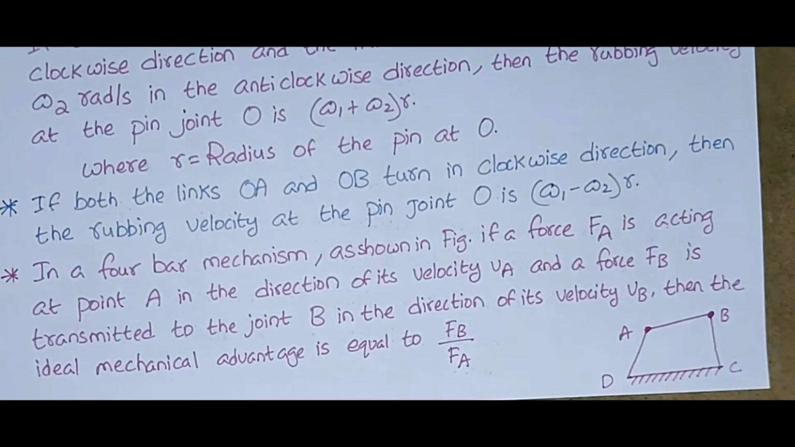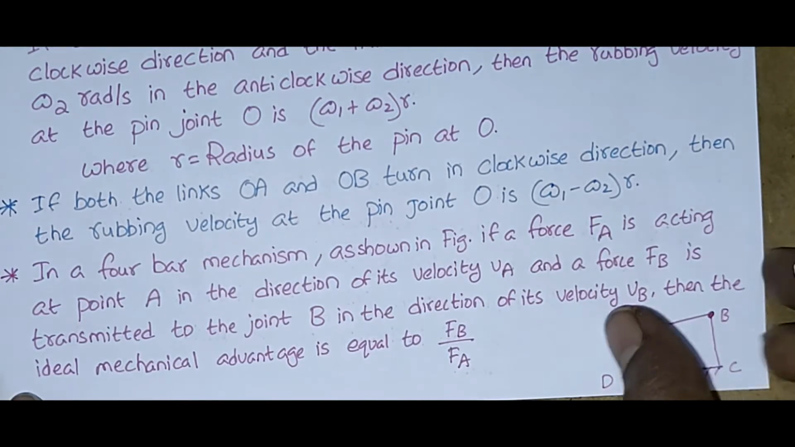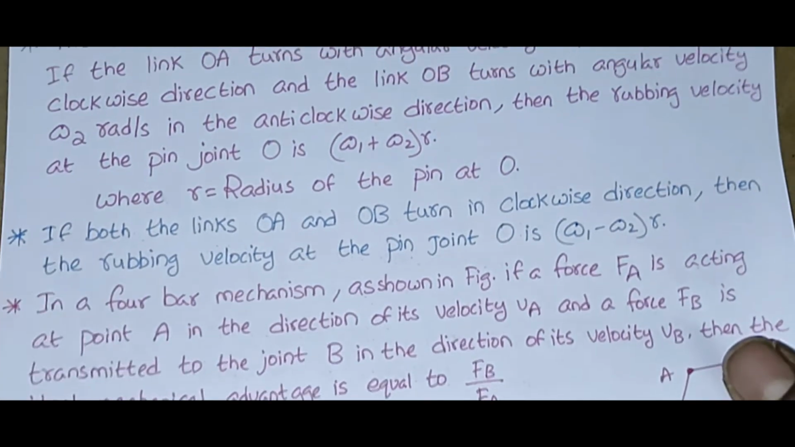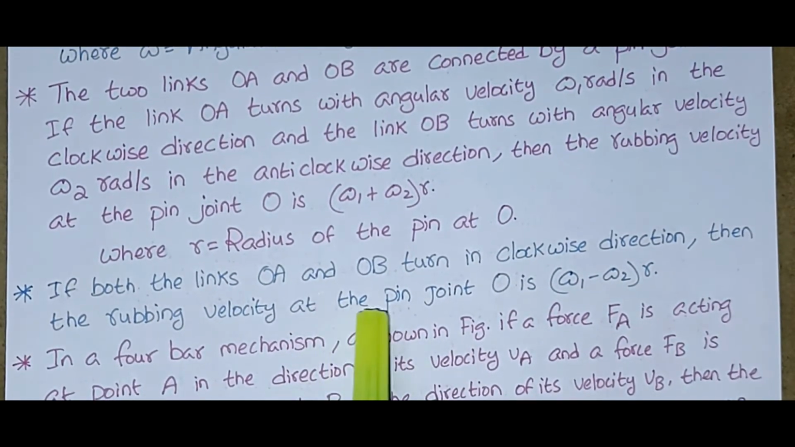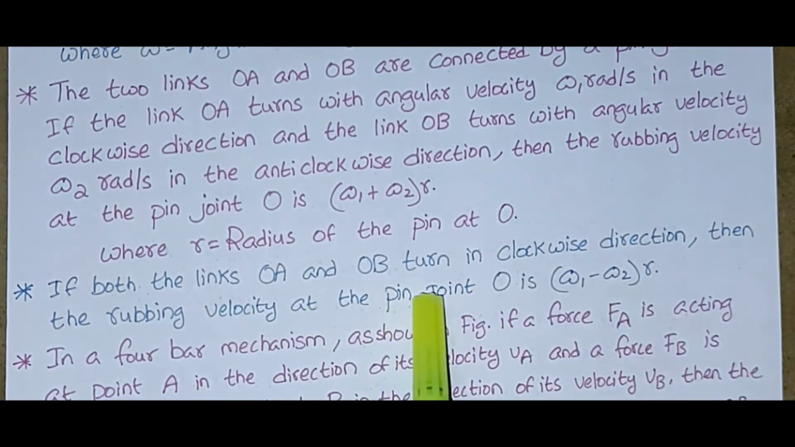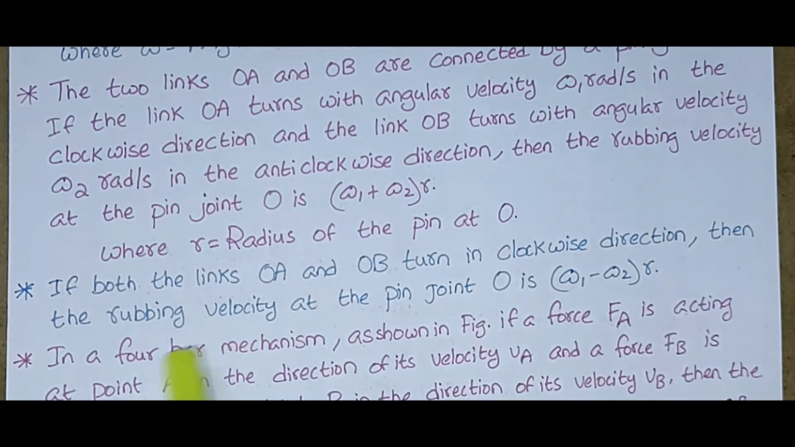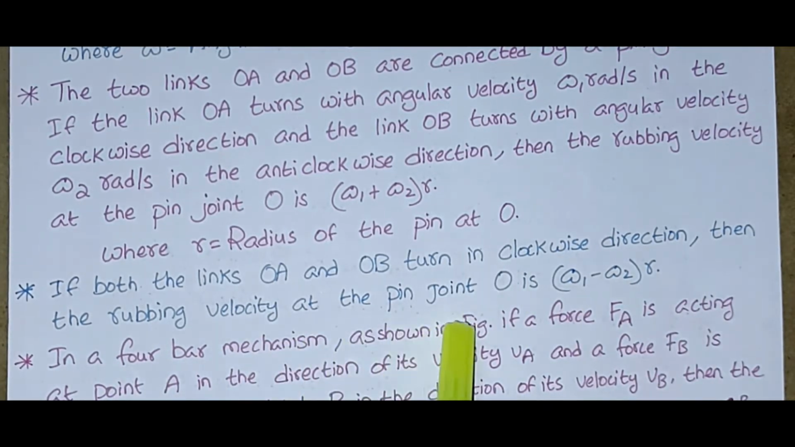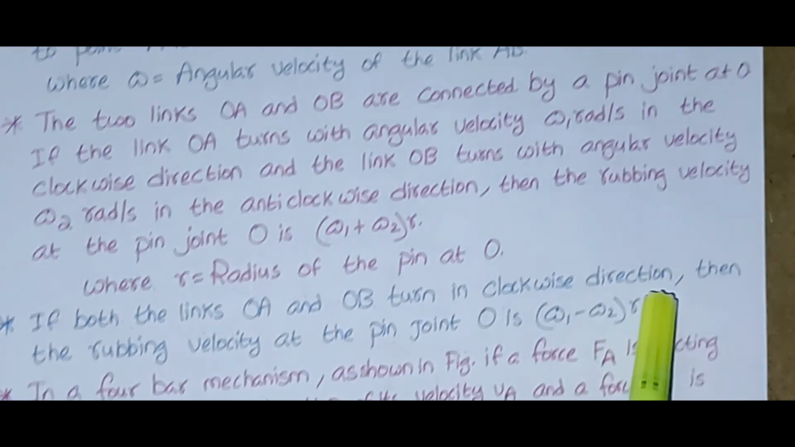If both the links OA and OB turn in clockwise direction, then the rubbing velocity at the pin joint O is omega 1 minus omega 2 into R. So here you have to understand the question properly. In this case the statement is saying that if OA and OB turn in clockwise direction, then the rubbing velocity at the pin joint O is omega 1 minus omega 2 into R.